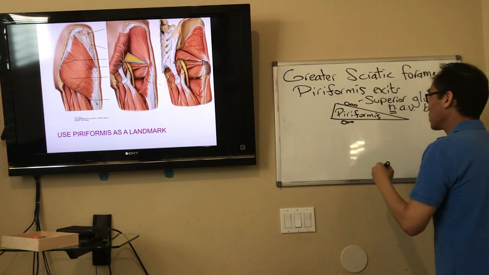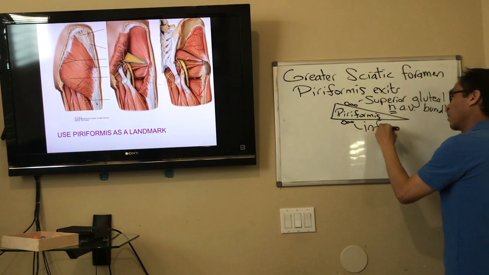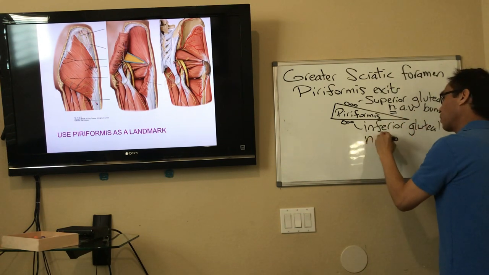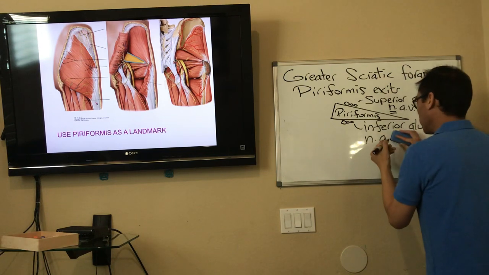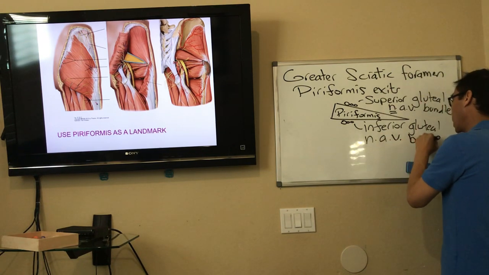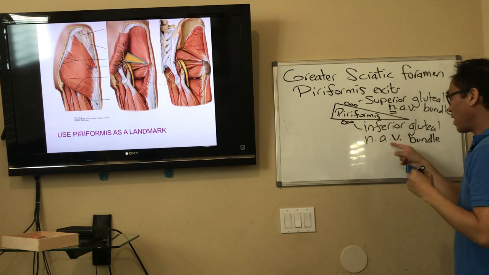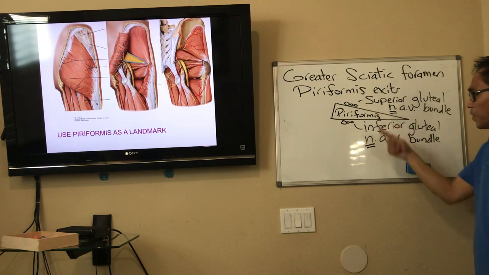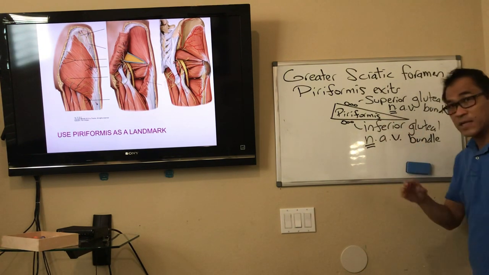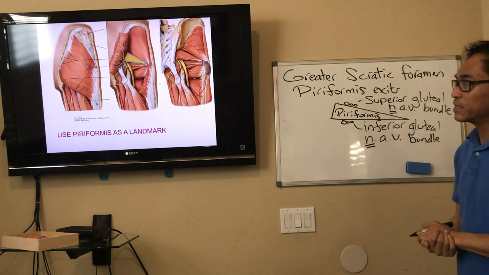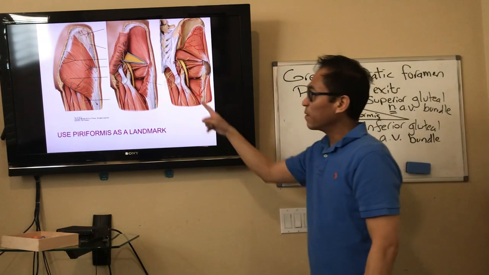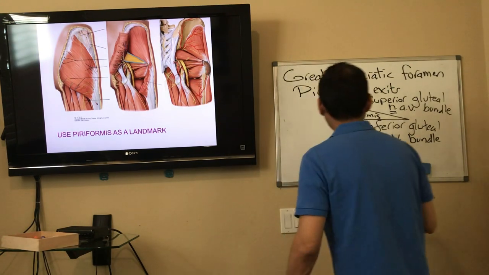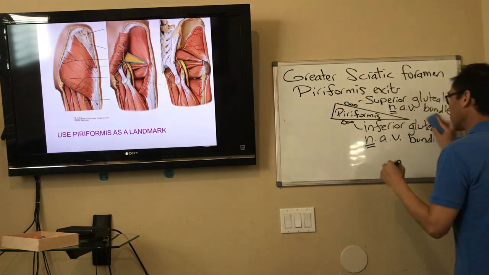I'll draw three little circles to represent the inferior gluteal nerve, artery, vein bundle. Not really concerned about the artery and vein, but they come as a set. So the inferior gluteal nerve exits inferior to the piriformis. That nerve innervates the gluteus maximus, as I said before. The other nerve we have to know is the sciatic nerve, which usually exits inferior to the piriformis.